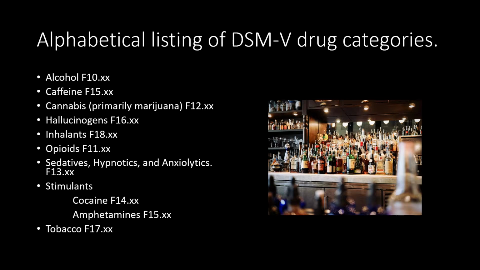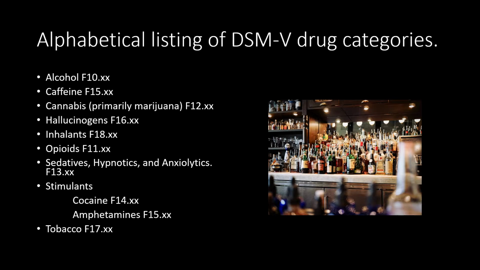Here's a list of the DSM-V drug categories listed alphabetically. You'll notice that all of the numbers begin with F. Mental health professionals should only diagnose disorders beginning with F's or Z's. Those are the disorders within their scope of practice. Other medical specialties have codes which begin with other alphabetical indications. Alcohol is F10, then there's a dot, and 2 digits after that, which can be used for various specifiers.